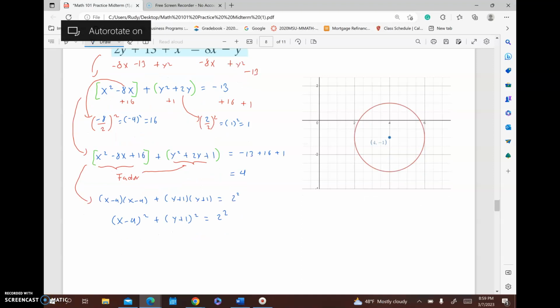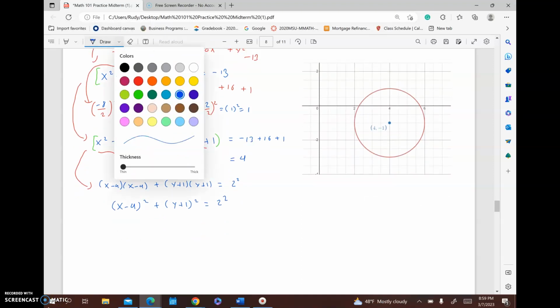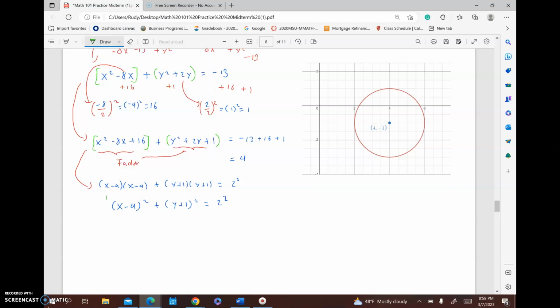Okay, at this point, we're actually done. This is our h comma k form. Let me just box it in.